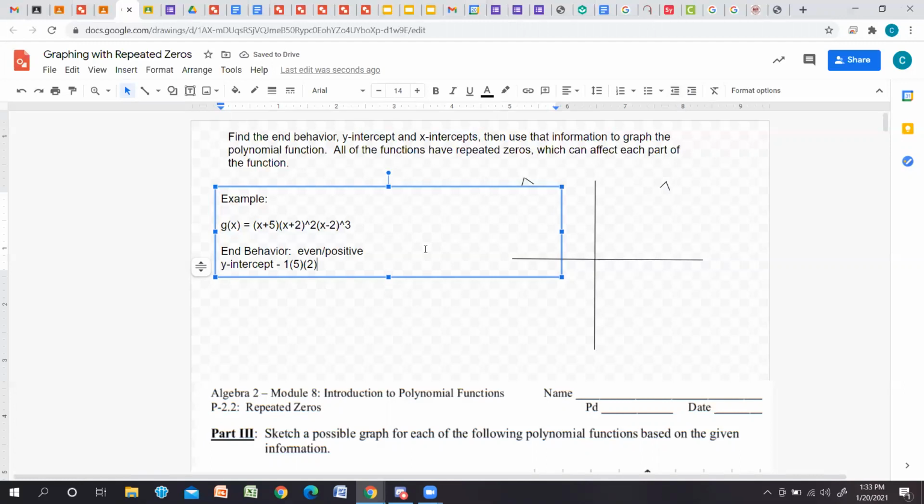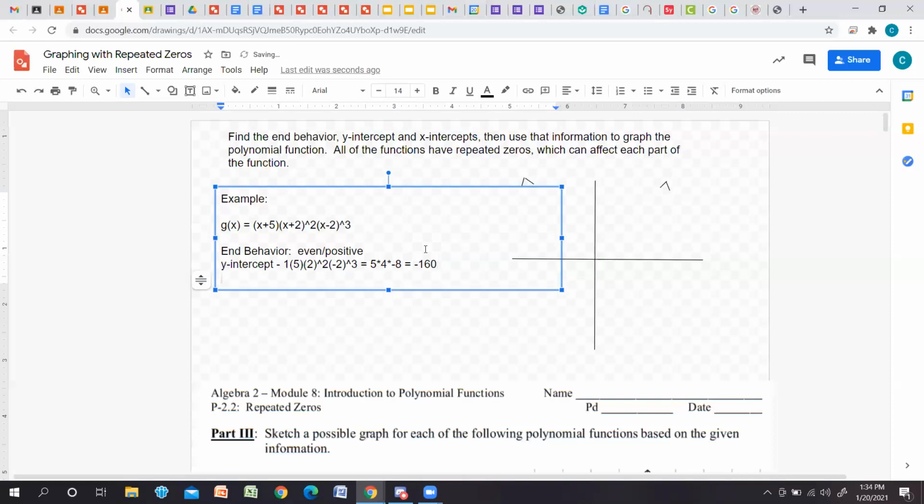2 squared for the second factor. And then -2 cubed. Again, the y-intercept is defined by the constant term, so multiplying all the numbers together will give you that value. All right, so that's 5 times 4 times -8, evaluating some of that. And that's actually, let's see, 20 times -8 is -160, right? We're just going to approximate that on the graph.